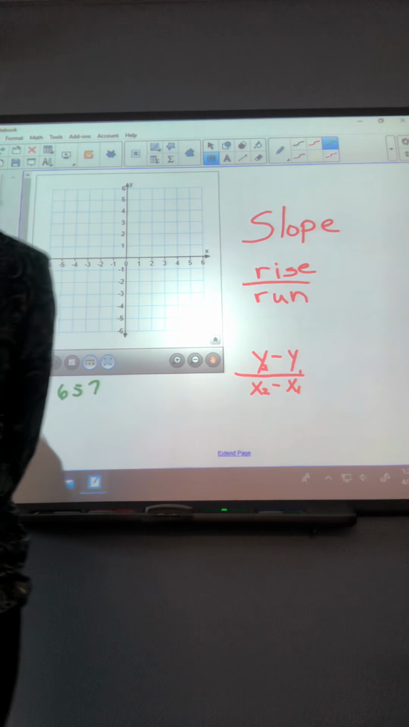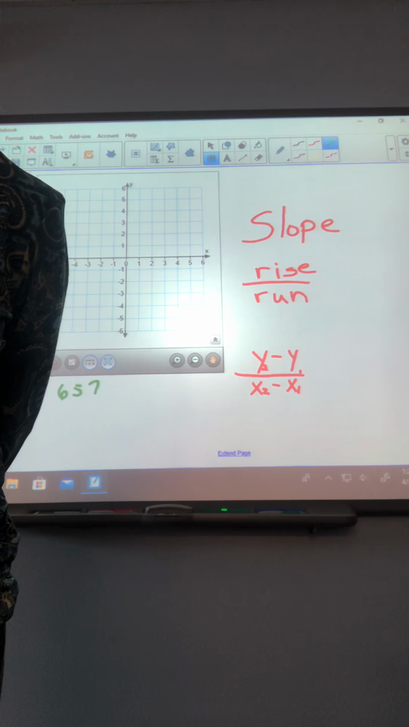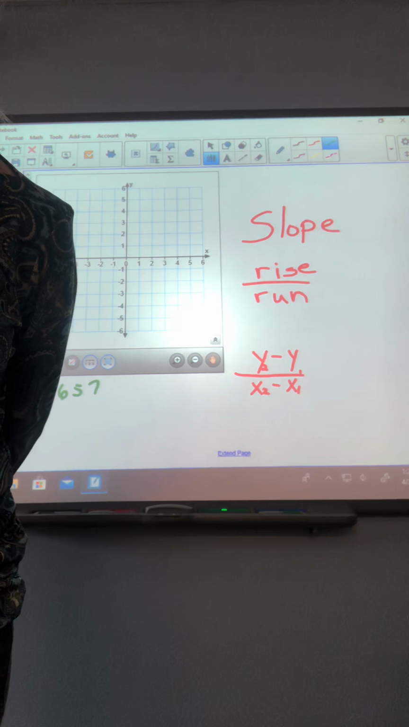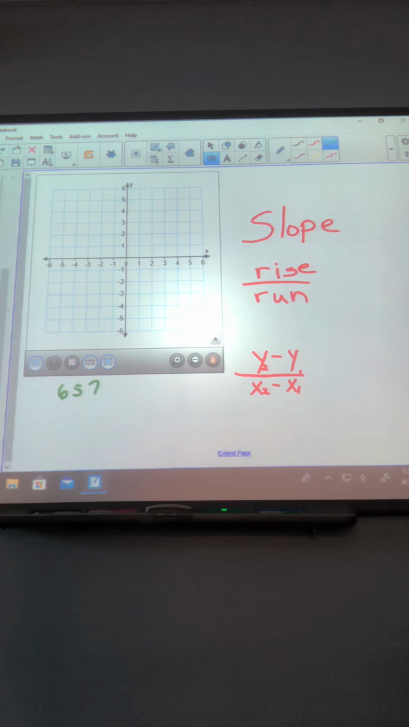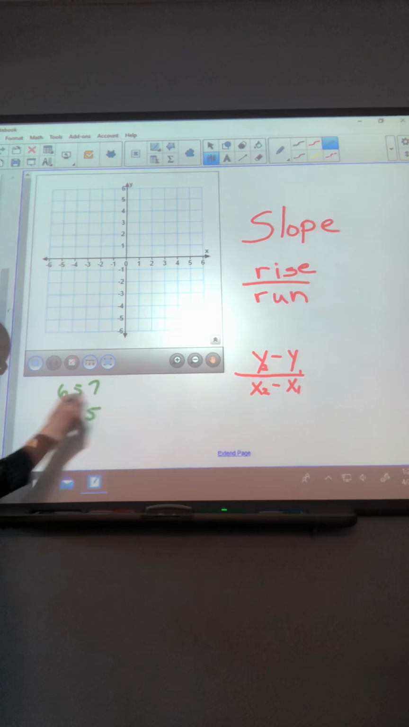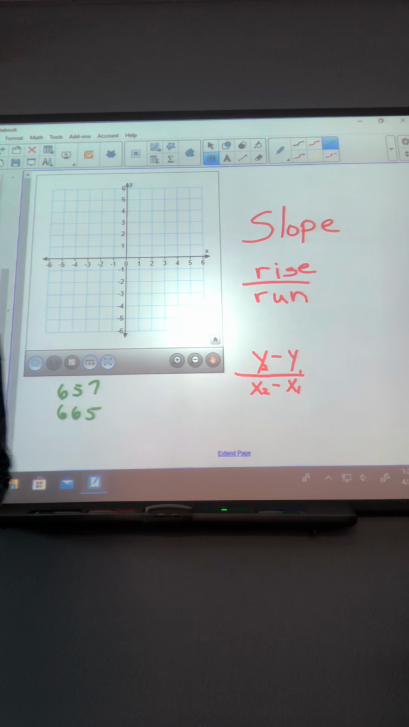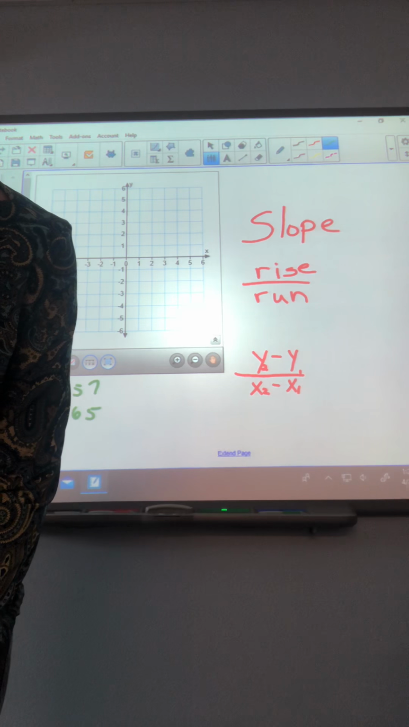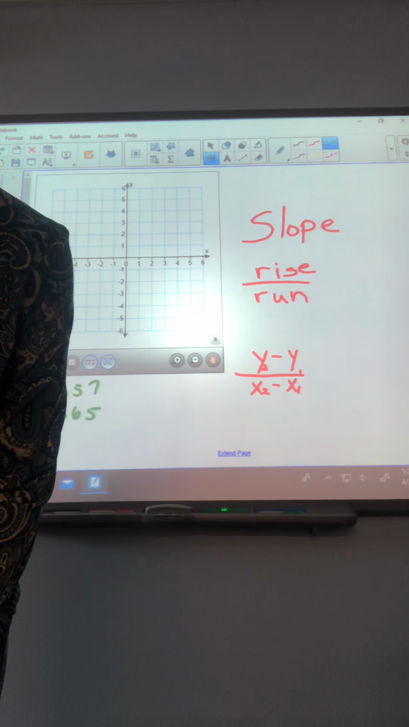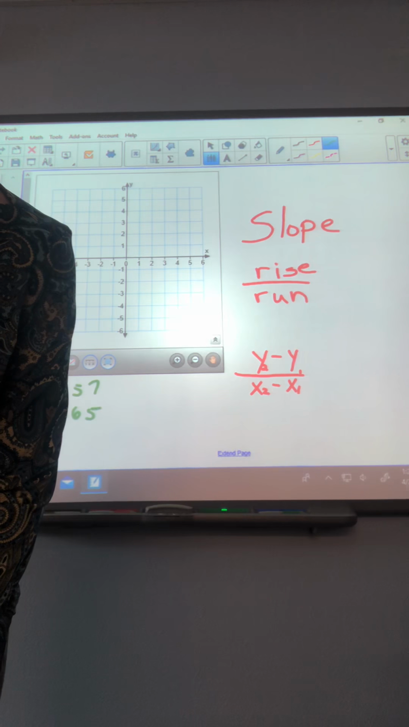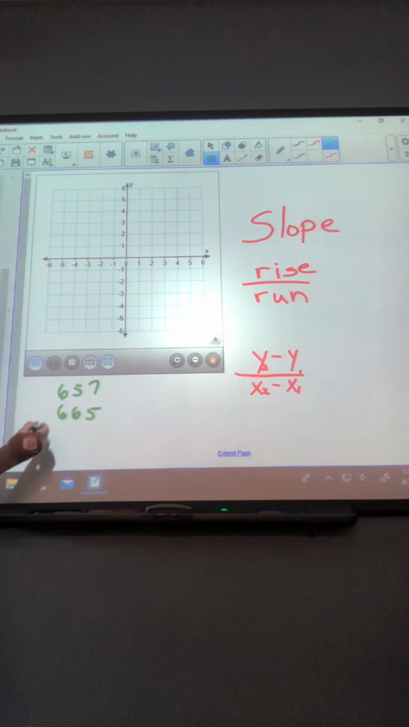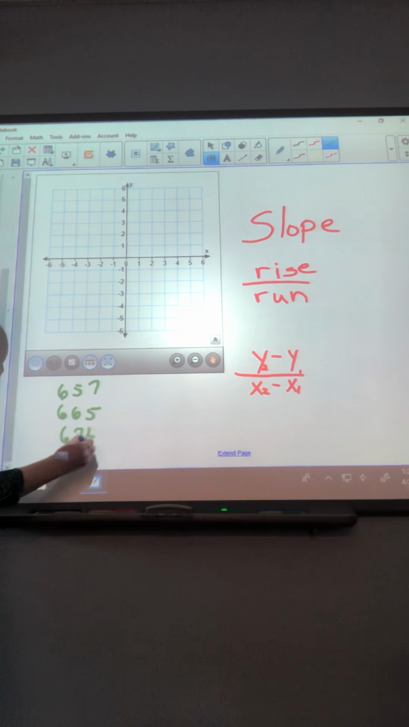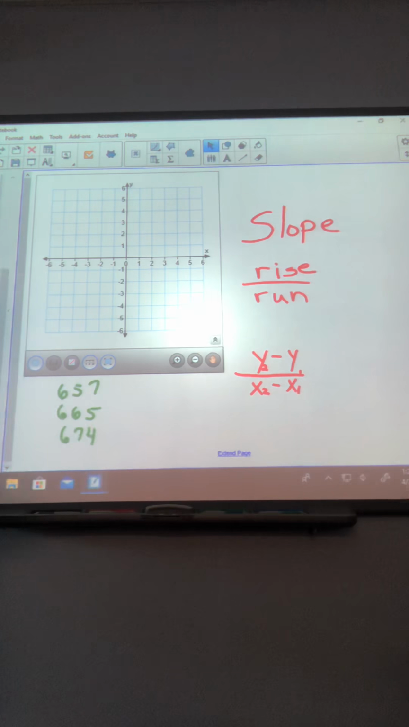And then we're going to move to the next page, 665, and let's see, I was thinking there was another page. Oh, 674. So those are the three areas that we're going to be working on.